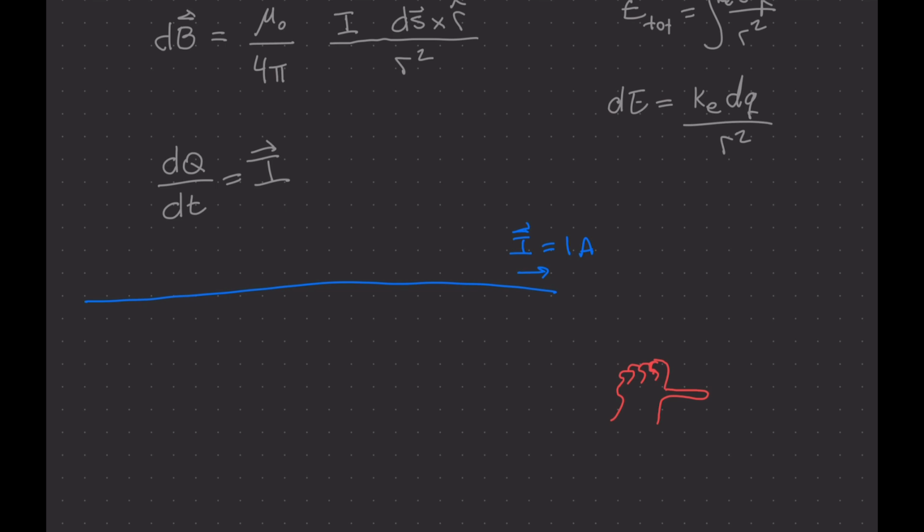Oh man, that looks crazy. So, anyway, this thumb points in the direction of the current. This is your right hand. And your fingers over here are curling around in circles. They're curling around this way. So if I do this right hand rule, I will see that the magnetic field is actually curling around like this.